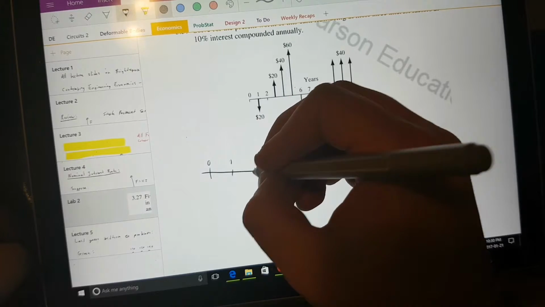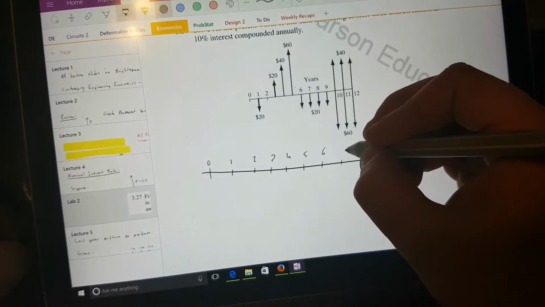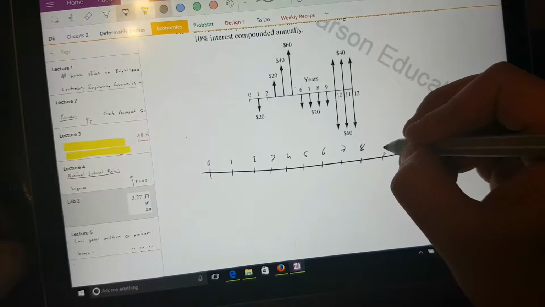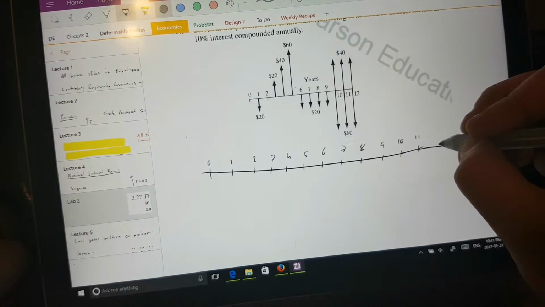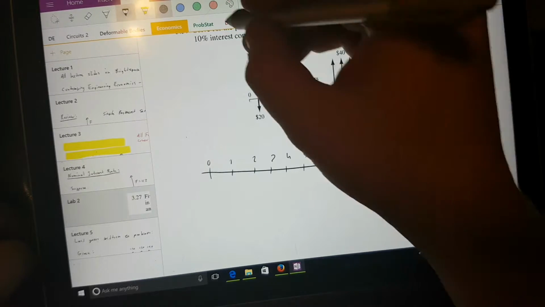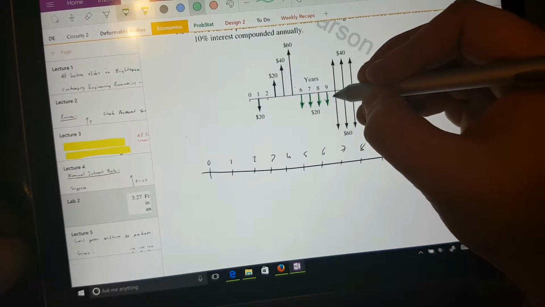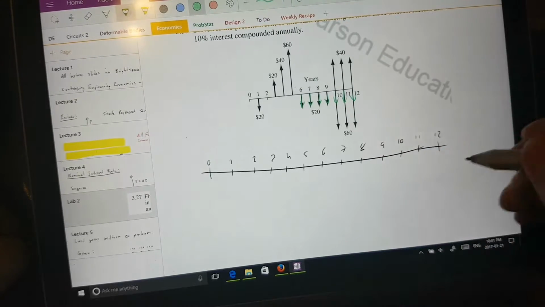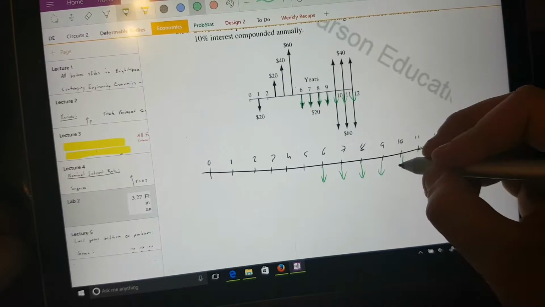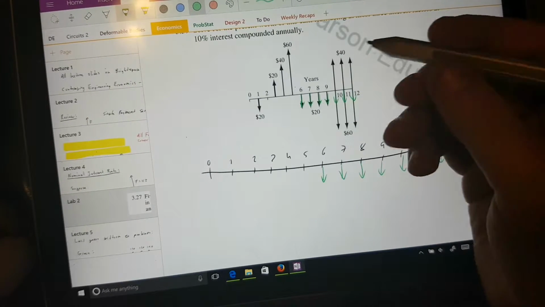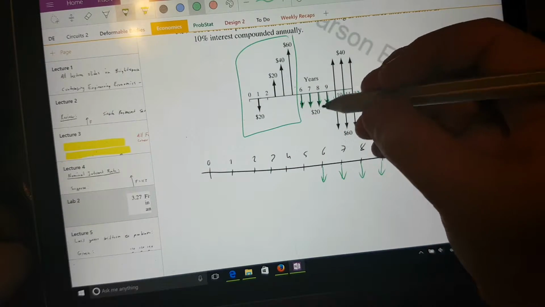0, 1, 2, 3, 4, 5, 6, 7, 8, 9, 10, 11, 12, right? So 1, 2, 3, 4, 5, 6, 7. So 6. So what's left? I've got this left. How do I turn that into this?